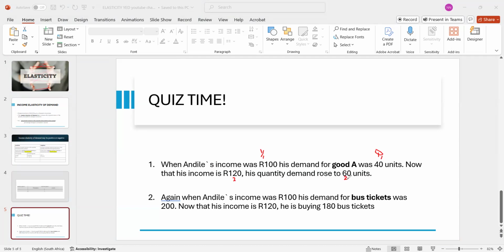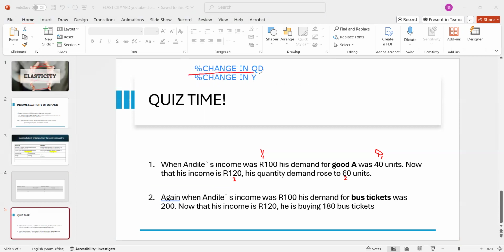This is Q2. You know the formula to calculate income elasticity of demand. It's the change in quantity demanded to a change in income. Sorry, I said price, income. Oh, I forgot percentage changes. It's the percentage change in quantity demanded to the percentage change in income, denoted by Y. Your income is denoted by Y.